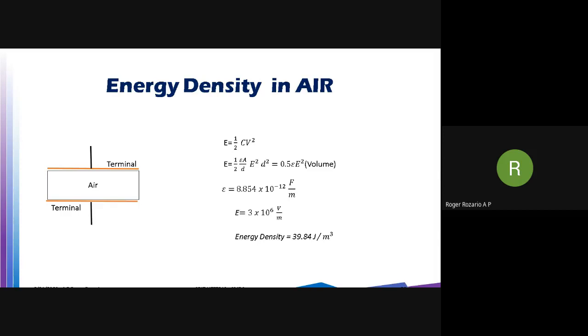39.84 joules only. Usually 4 joules will be 1 calorie. So almost only 10 calories can be stored when using air as a dielectric material. 10 calories means how much? It is raising the temperature of 10 gram of water by 1 degree Celsius, or raising the temperature by 10 degrees Celsius for 1 gram of water. So it is a very small energy.